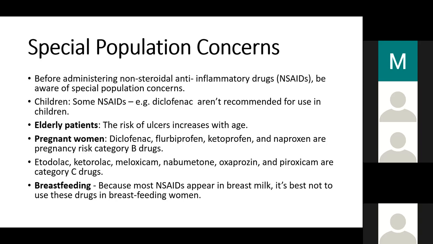Then it's also important to look at certain special populations. So elderly patients, so above 60, the risk of getting ulcer is high with this group because their stomach linings are not as robust or intact as you find in a younger person. Then also for children, some NSAIDs are not recommended for use in children. So an example is diclofenac.